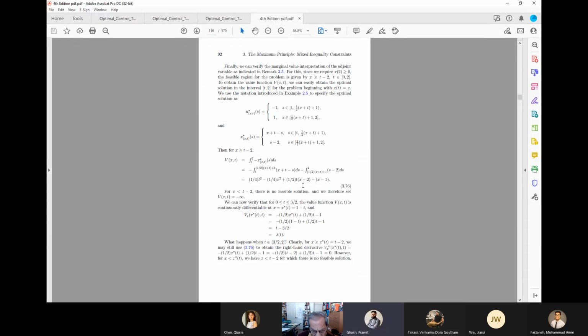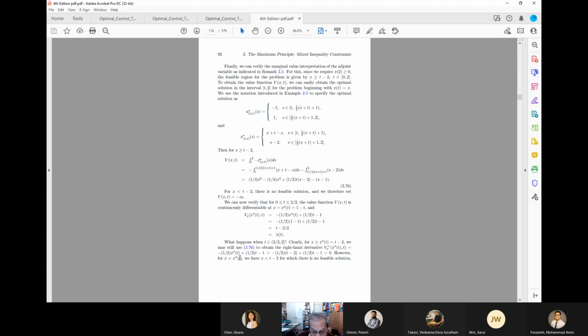Yes, Professor. Okay, so you see what we just finished up to here. Now what happens when t is above 3/2, in this open interval 3/2 to 2? Clearly, for x bigger than x star t, we may still use all of this. So the right hand derivative would still be 0. You can do this calculation at home if you want.